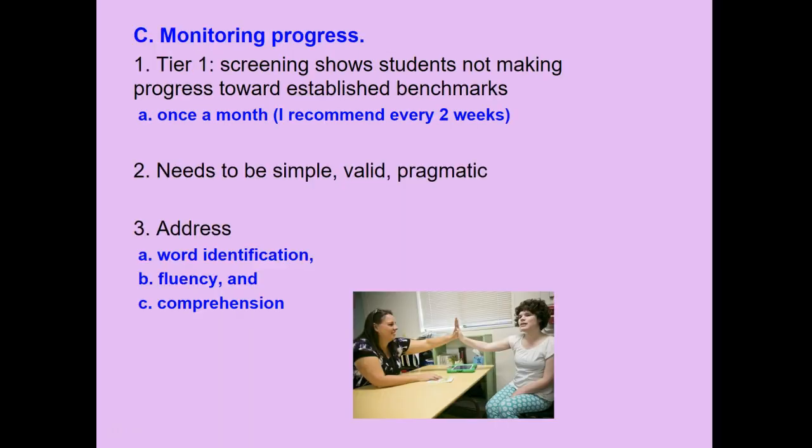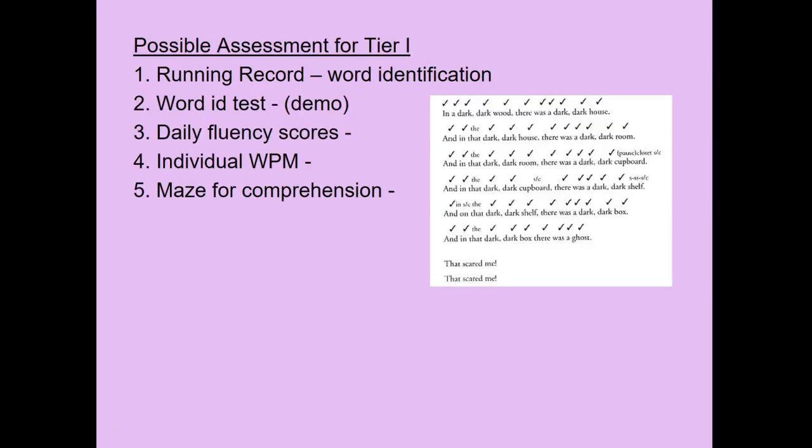And to monitor progress. Tier 1 screening identifies the students not making progress towards the established benchmark, all right? So this should be about once a month at the least, every 2 weeks at the best. And again, progress monitoring needs to be simple, valid, and pragmatic. You need to test what you teach and teach what you test. It needs to reflect each other. Progress monitoring should address the 3 deficit areas: word identification, fluency, and comprehension.